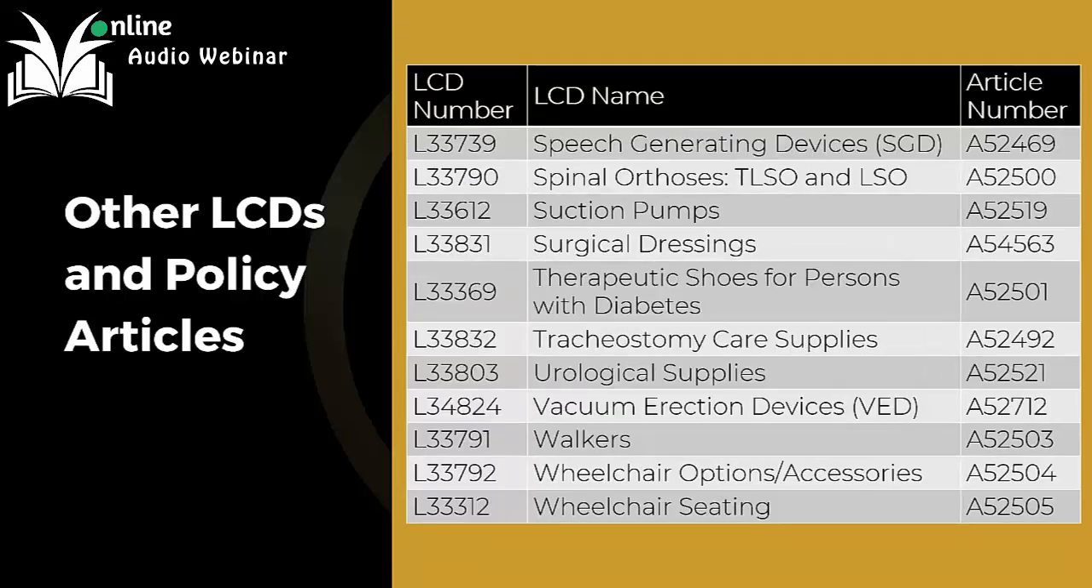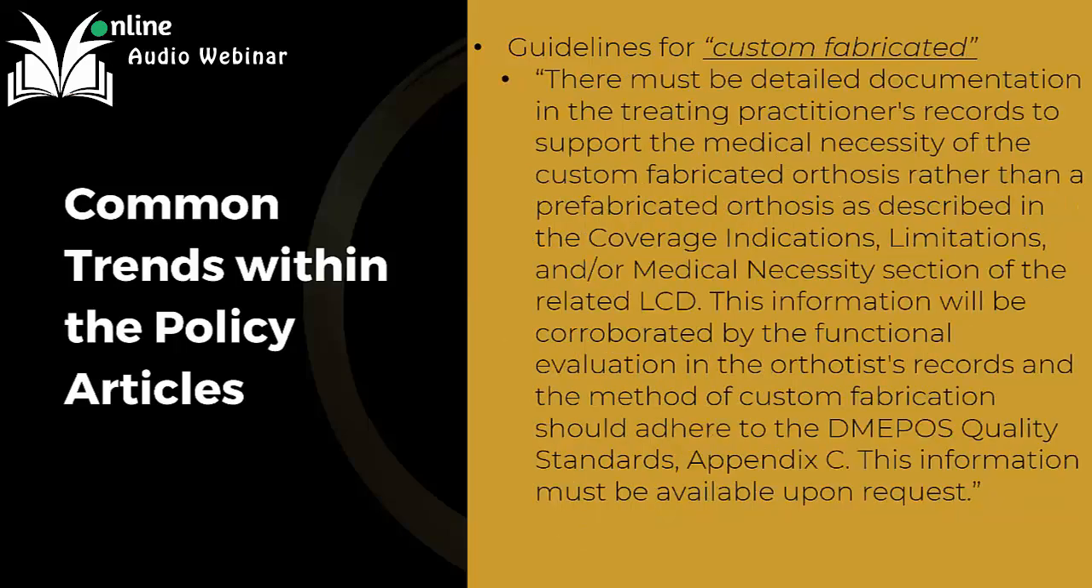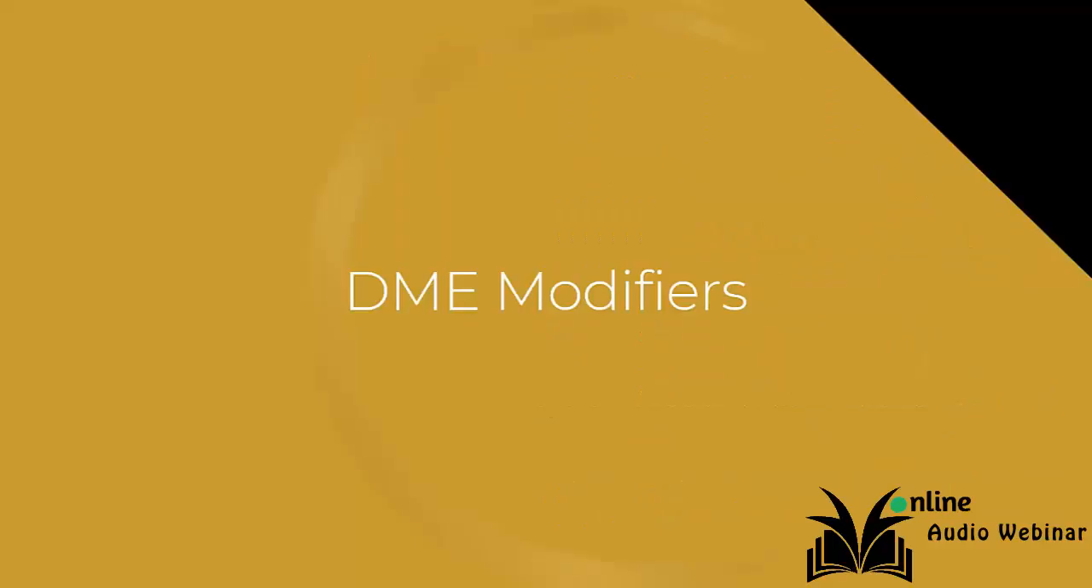The easiest way to really think about when we're talking about the battery devices and chargers. The first one is, especially when you're dealing with, say, maybe a back brace, you're dealing with an orthotic device. So what is custom fabricated? So what about DME modifiers?